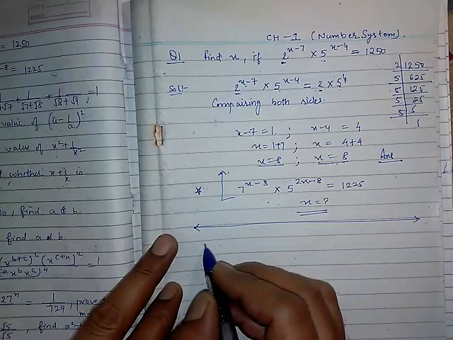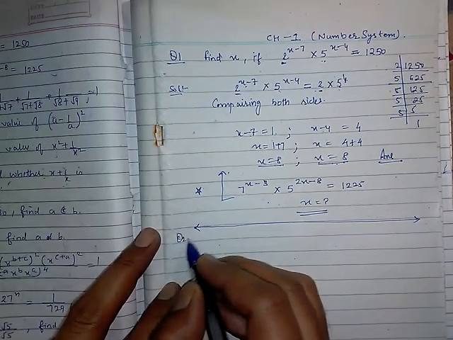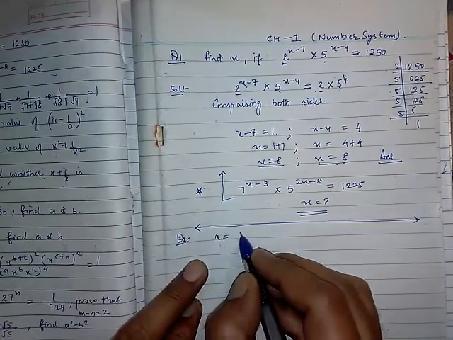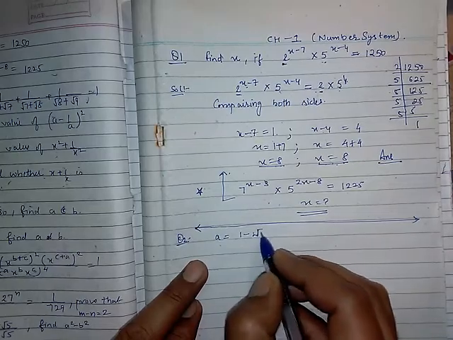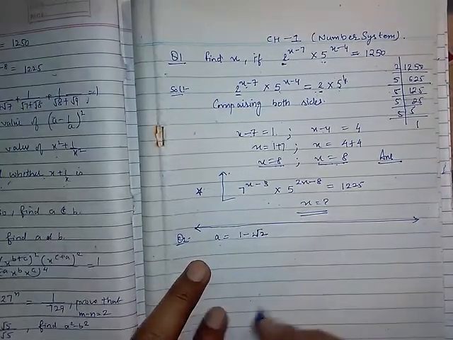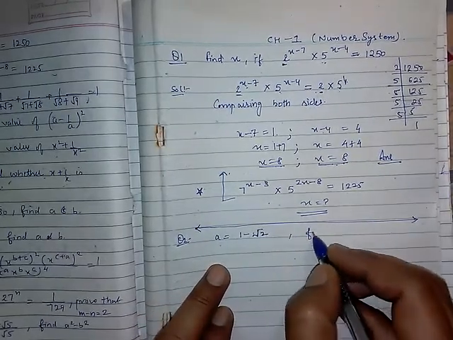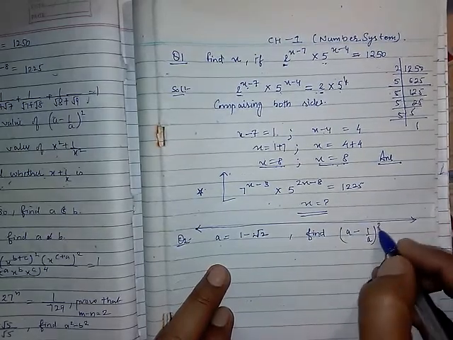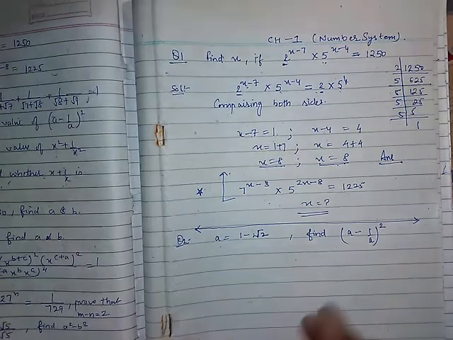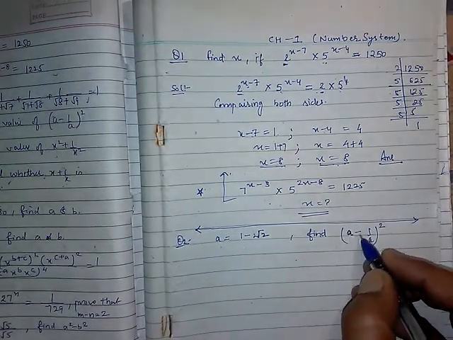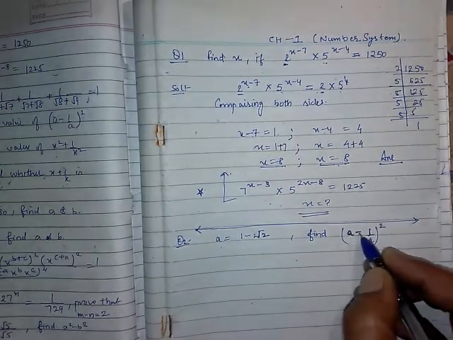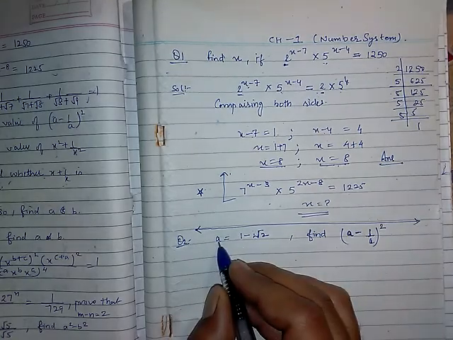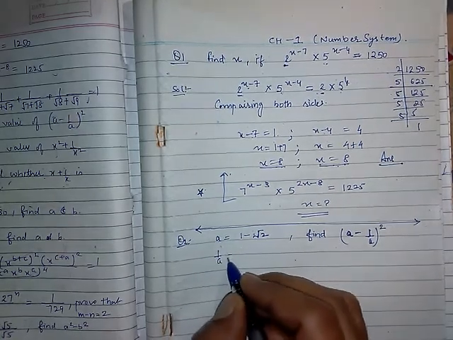In the exam, suppose you are given the second type: a is equal to 1 minus square root 2, right? And you need to find out the value of a minus 1 upon a, whole square, right? So what you need to do is just have a look at the term which you have to find out, a minus 1 upon a. So a is already there, so your work is to find out 1 upon a.